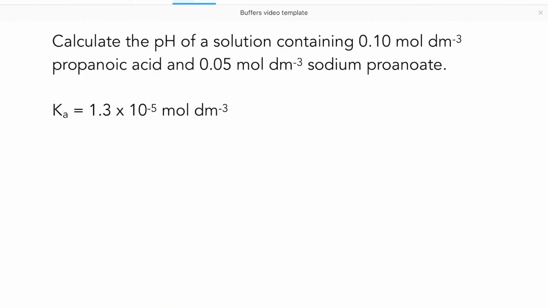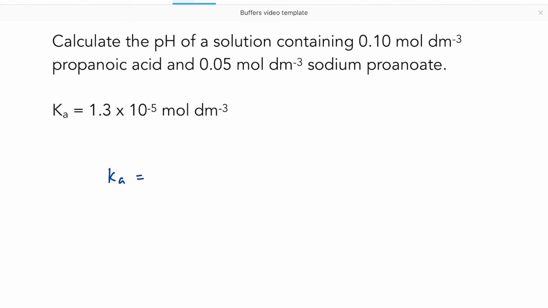So let's look at an actual calculation. Calculate the pH of a solution containing 0.1 mol per decimeter cubed propanoic acid, 0.05 mol per decimeter cubed sodium propanoate. So we've got our weak acid and we have its salt. And we're given the acid dissociation constant for the weak acid, propanoic acid. As ever, I'm really keen that we all have a method that works, and we stick to it.